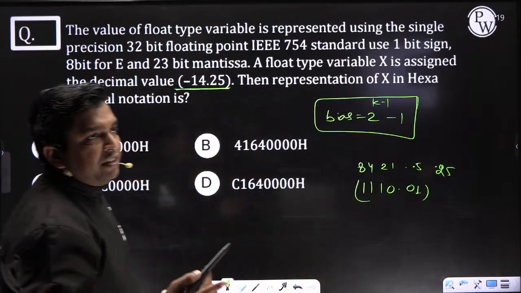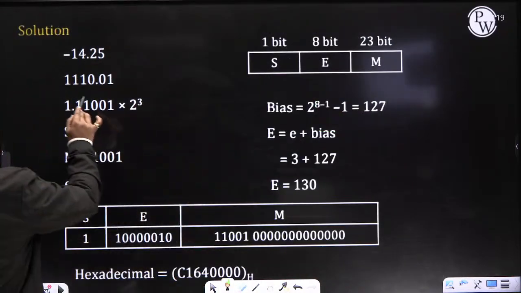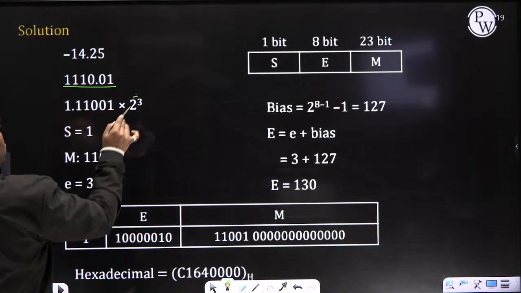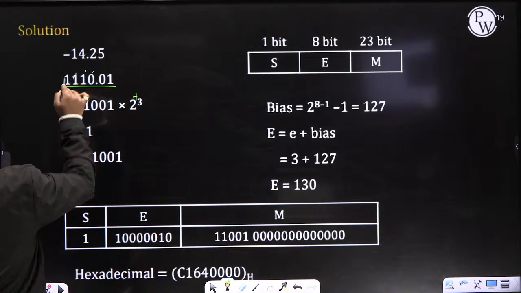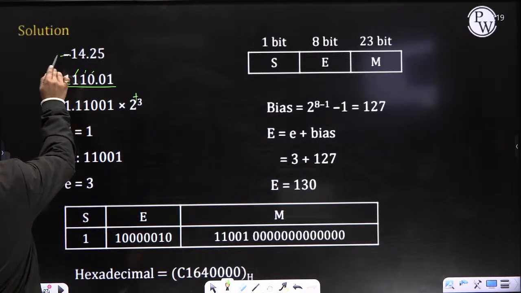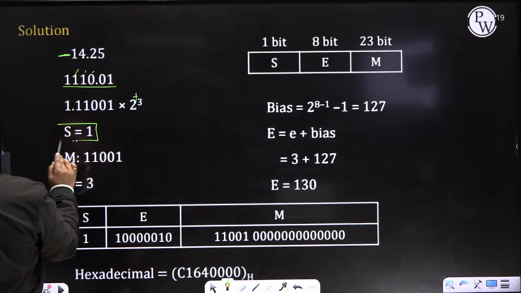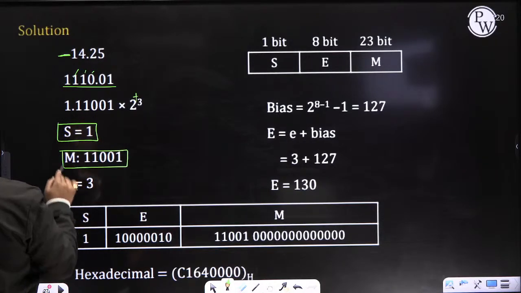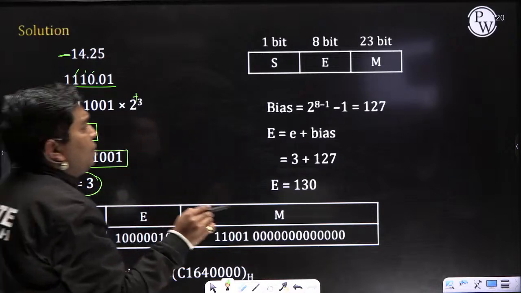Very good. You are getting the answers. So without wasting time, I am writing. How you do? Implicit. You have to shift 1, 2, 3 bits. So sign is what? Negative na. So S will be 1. Mantissa will be 11001. Small e will be plus 3. What is the bias here?